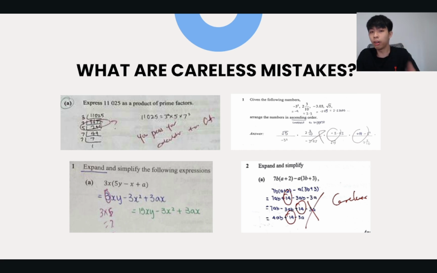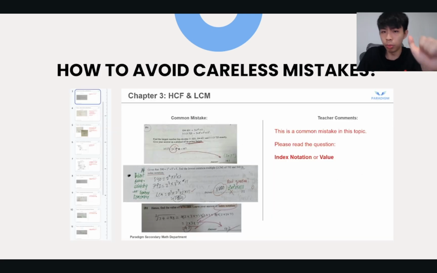Now, how do you avoid careless mistakes? There are two things that you need to take note of. Number one, an example over here is what we are doing now, which is compiling all the careless mistakes made in our day-to-day practices. You can see on the left, this is a compilation for this entire chapter. And on the screen over here, you can see examples of the mistakes made by students, and then we leave some comments on the things you need to take note of.